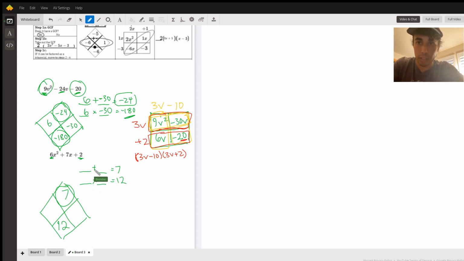Maybe this one's a bit quicker. We're going to get 3 and 4, right? 3 plus 4 is 7. 3 times 4 is 12. So those are two numbers. And maybe you're getting a little faster with this now with our box. So this first one is that whole x squared term. So we got 6x squared. Down in the bottom right, we got the 2.